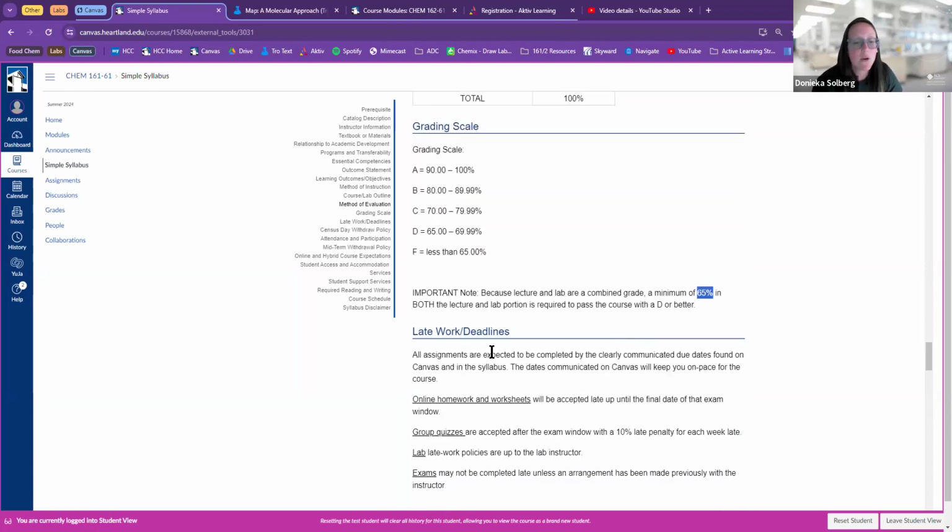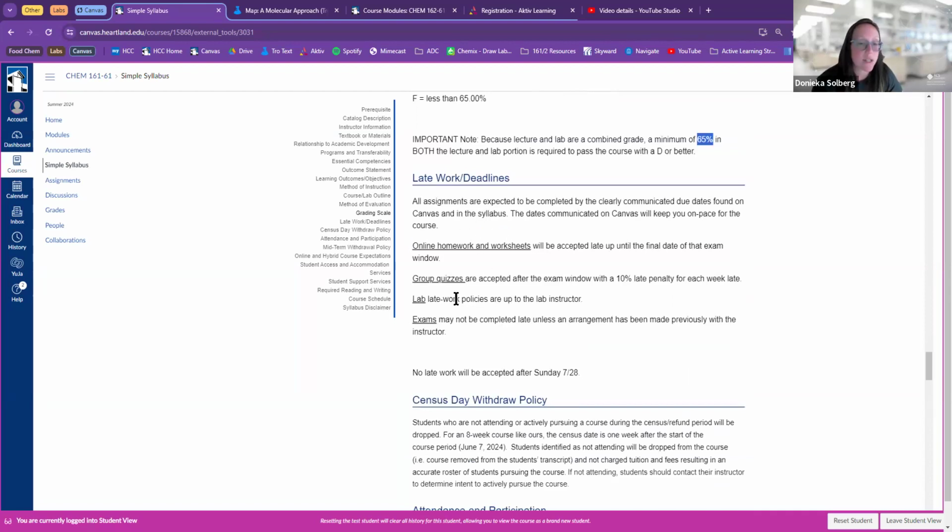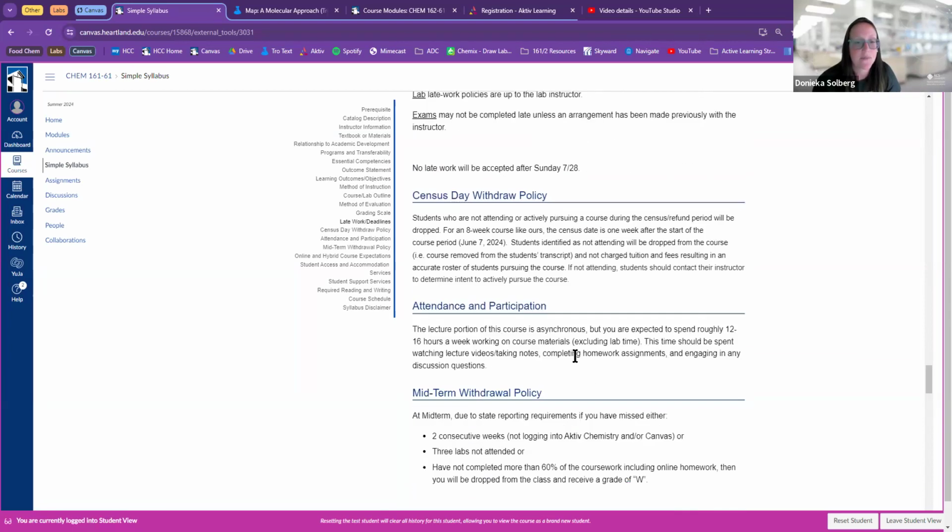Okay. Late work deadlines. I do accept late work for homework stuff. Group quizzes I'll take after the exam window, but that's kind of pointless. So you will get a 10% late penalty each week that they are late because the whole purpose is to do the group quiz to prepare for the exam. Lab late work is up to the instructor, and exams may not be completed late unless you arrange it with me previously. If you do miss an exam, that'll be your dropped exam. I will not accept any late work after Sunday, July 28th, because I won't have time to grade. Okay, so that's it. That's a hard deadline. I will not take anything after that.